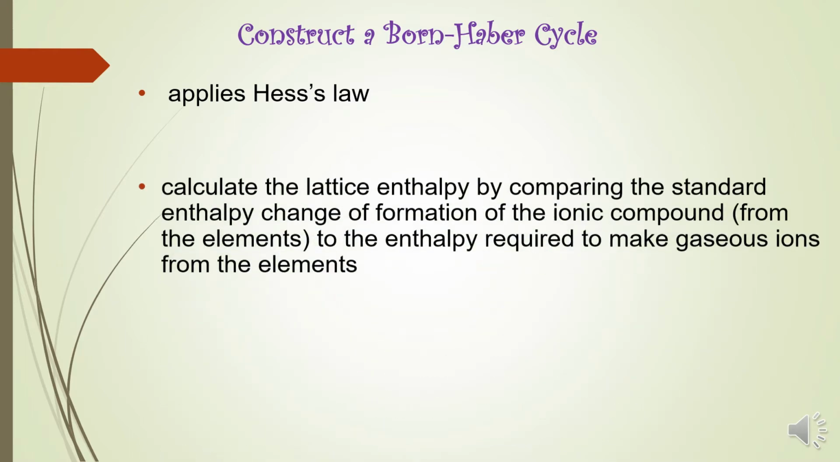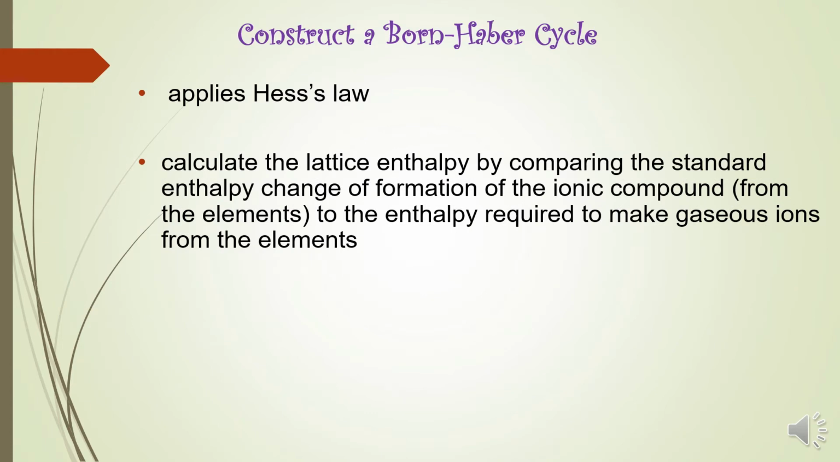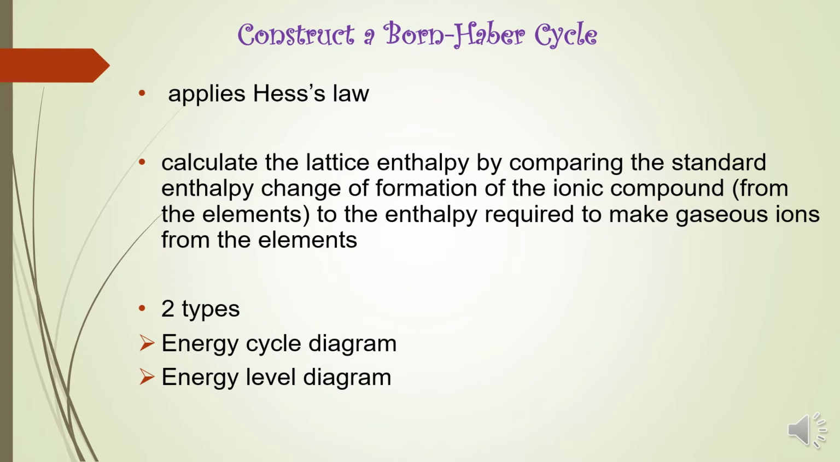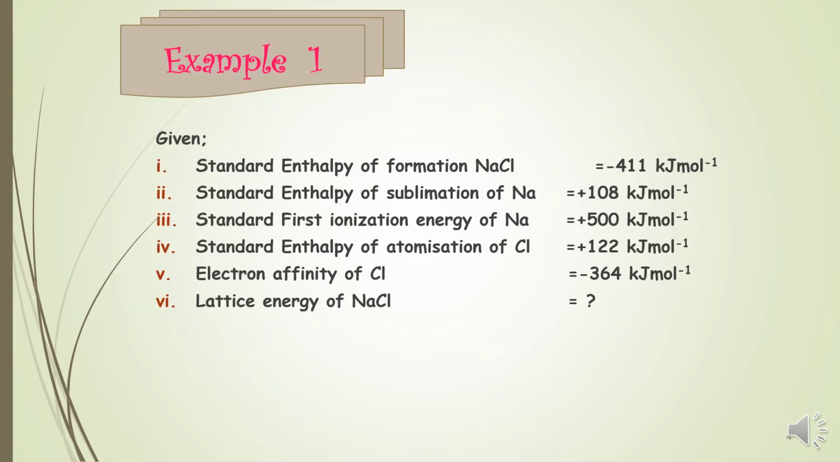We are going to construct the Born-Haber cycle by including the standard enthalpy of formation and all enthalpies required to make gaseous ions from elements. There are two ways to draw the Born-Haber cycle. One is in the form of an energy cycle diagram. Two is in the form of an energy level diagram. Let's try to construct the Born-Haber cycle for sodium chloride and determine its lattice energy. The values of enthalpies are given as shown on the slide.